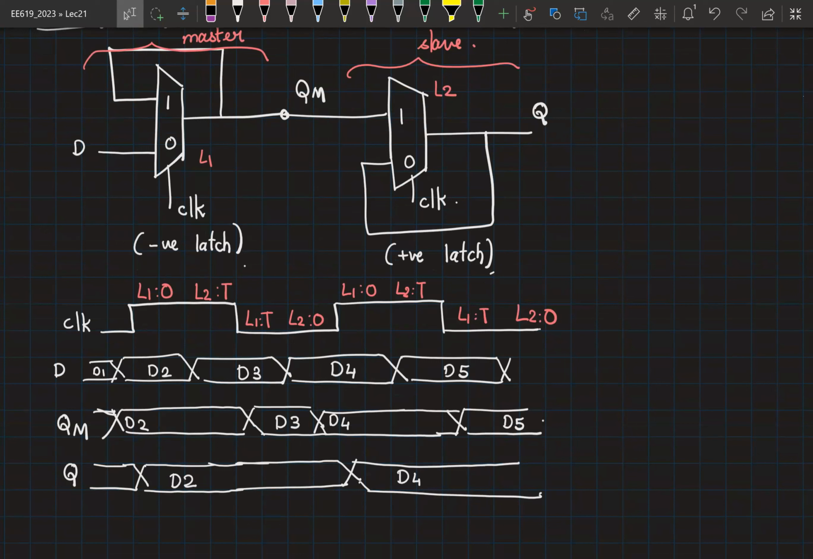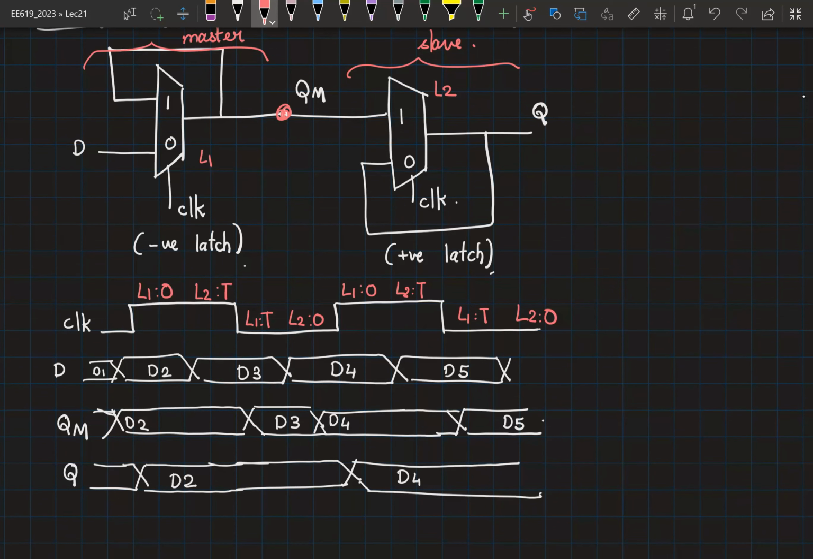So when that negative latch is transparent, the slave latch, which is sensitive to the positive edge of the clock, is opaque. So any change happening at the input doesn't go through to the output. It simply reaches till the midpoint, QM. And then the master latch becomes opaque, so changes at the output do not affect QM. QM is constant. And the slave latch becomes transparent so that QM propagates to Q.